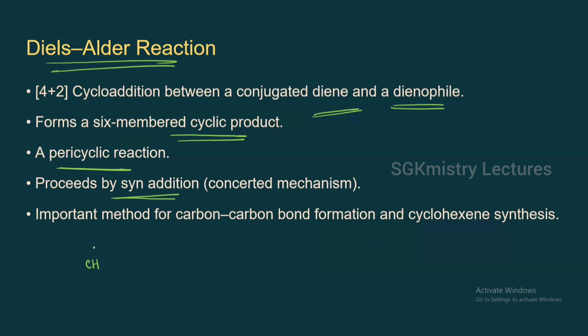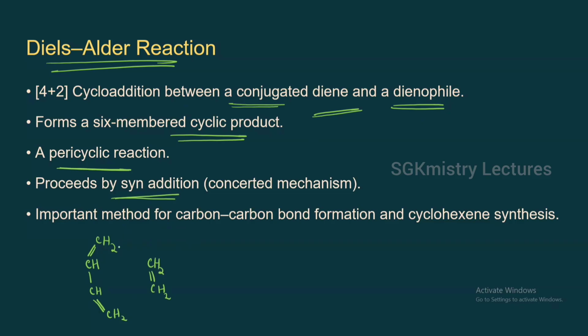So here, CH2, CH, here CH2. Okay, let us take one more, that is CH2, CH2. So cycloaddition between a conjugated diene. Here we have a diene and it is conjugated. The double and single bonds are conjugated with respect to each other. And a dienophile. Here I am going to take the dienophile, the unsaturated molecule.